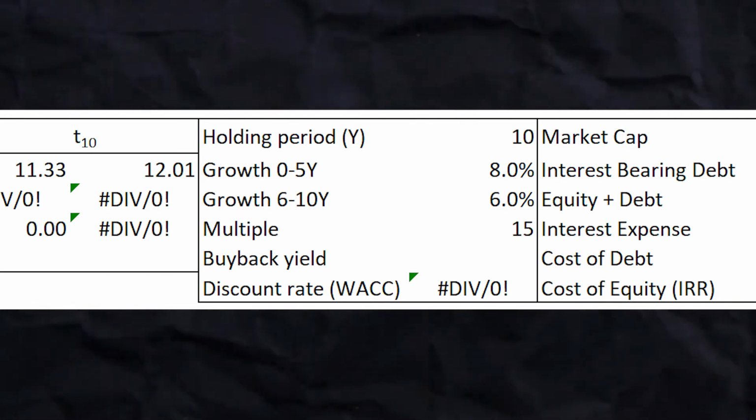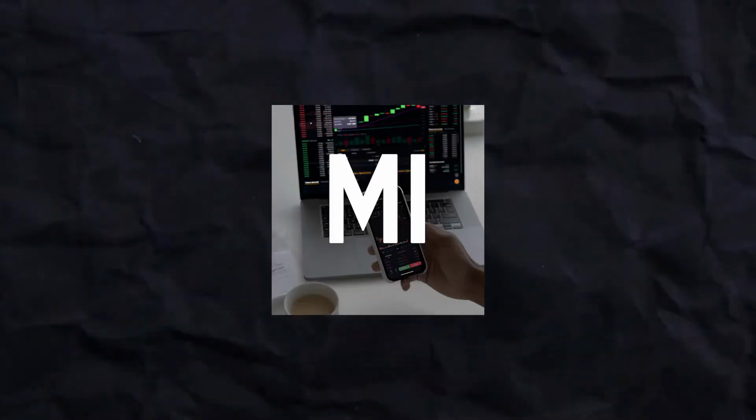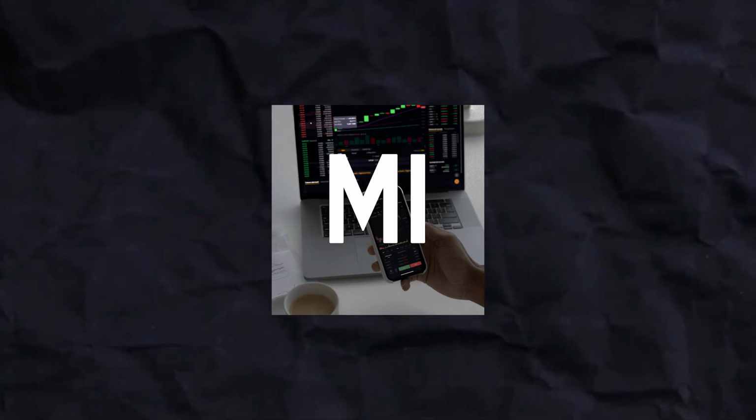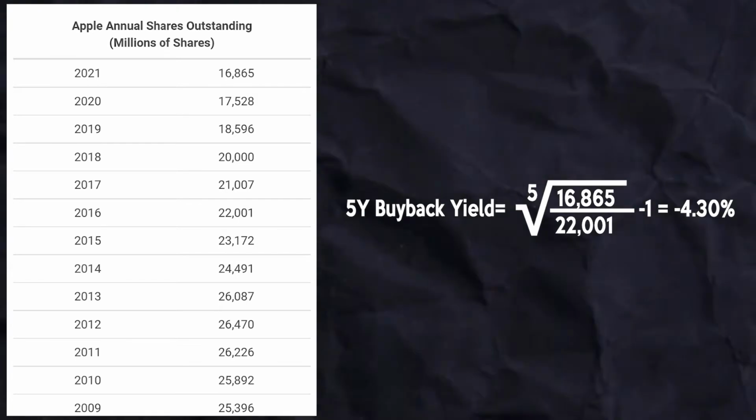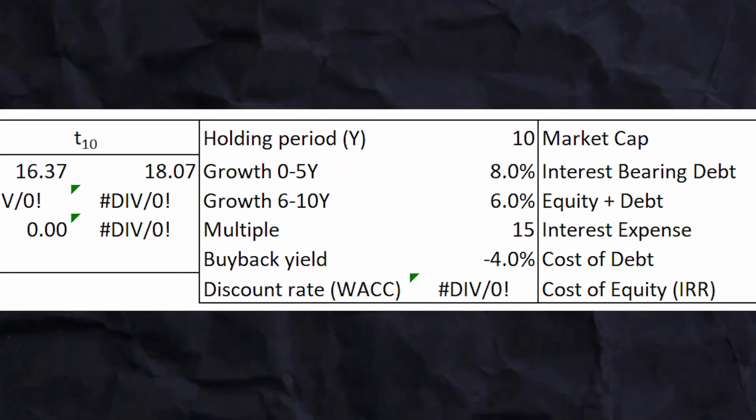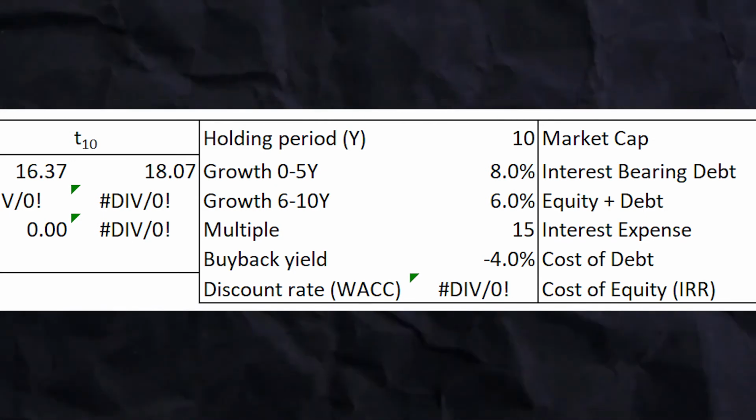Next, we have to assume Apple's annual buyback yield over a holding period. Like with our growth rate assumptions, I like to base my buyback yield assumptions on the historical buyback yield of Apple. If we calculate Apple's buyback yield based on the last 5 years, we come up with an annual buyback yield of around 4.3%. Because I want to be conservative, I only assume a future buyback yield of around 4%. Always remember that it's better to be surprised to the upside.